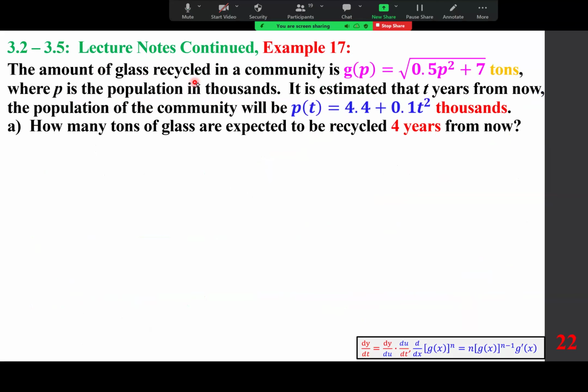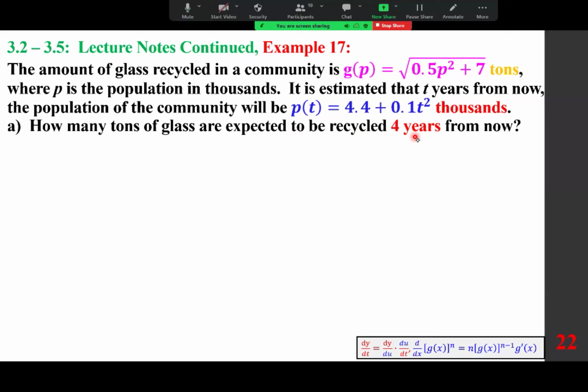The amount of glass recycled in a community is G of P equals square root of 0.5 P squared plus 7 tons, where P is the population in thousands. It is estimated that 2 years from now, the population of the community will be P of T equals 4.4 plus 0.1 T squared thousands. How many tons of glass are expected to be recycled 4 years from now?